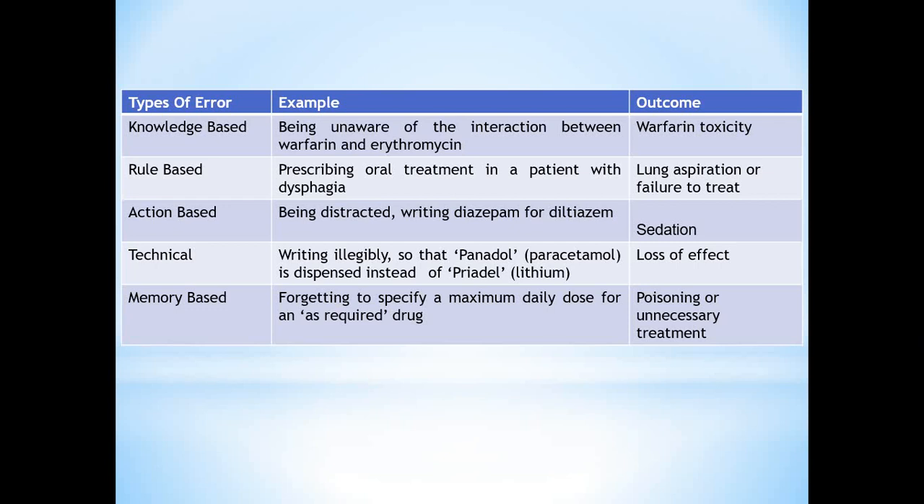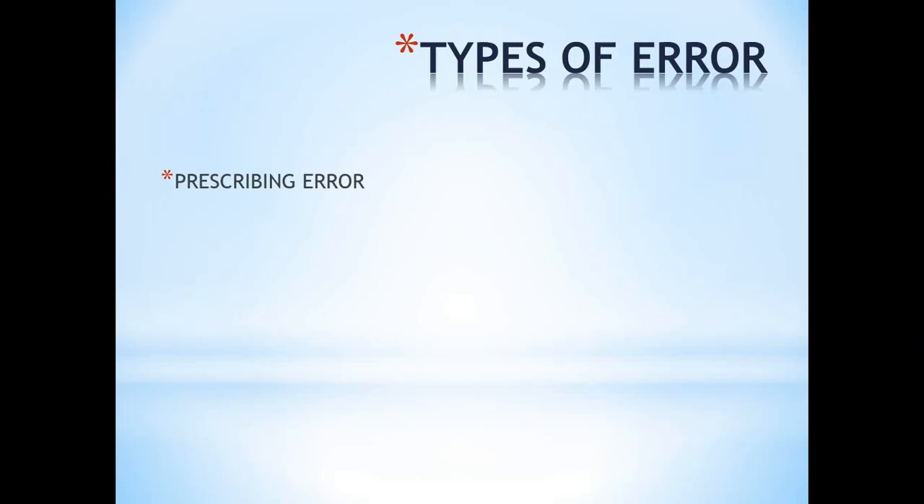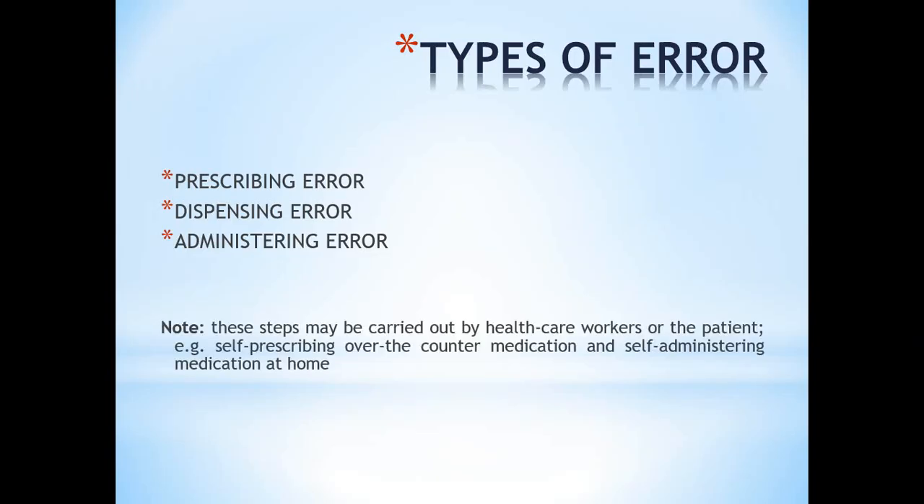And memory based, such as forgetting to specify a maximum daily dose for an as required drug, and it may cause poisoning or unnecessary treatment or overdosing, because you forget about the maximum daily dose, and it may require some kind of emergency treatment. So for these kinds of errors, there are examples and outcomes of errors. And the next is types of error during medication error. These are the types of medication error, and medication errors are categorized into prescription, dispensing, and administration errors.